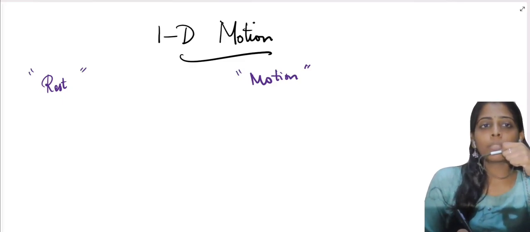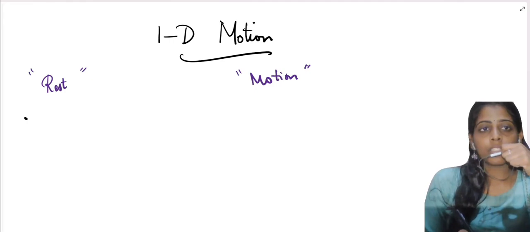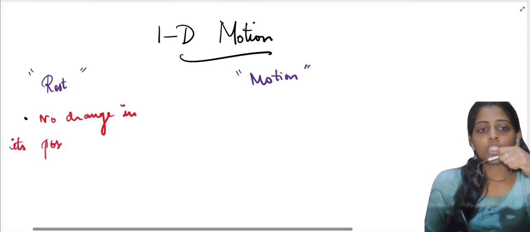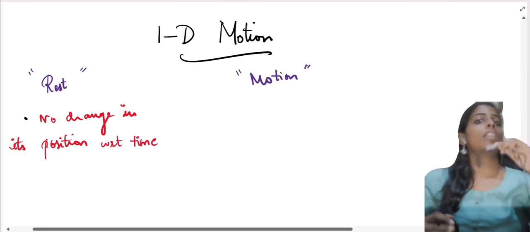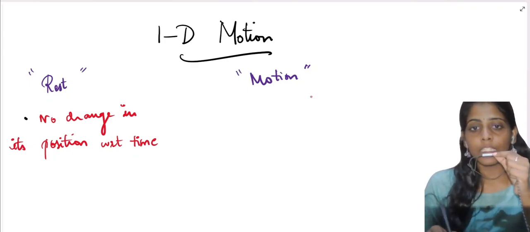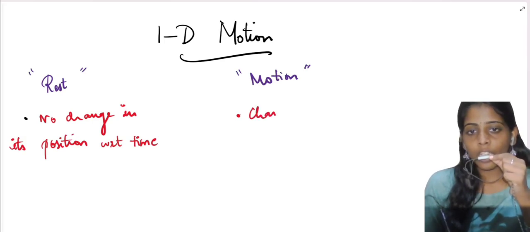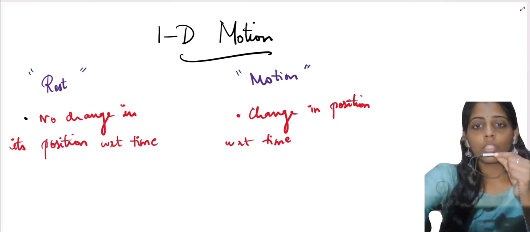We can define an object to be in rest if we observe there is no change in its state or its position with respect to time. I can tell an object to be in rest if there is no change in its position with respect to time. Similarly, I can tell an object is undergoing motion if there is a change in position of the object with respect to time.